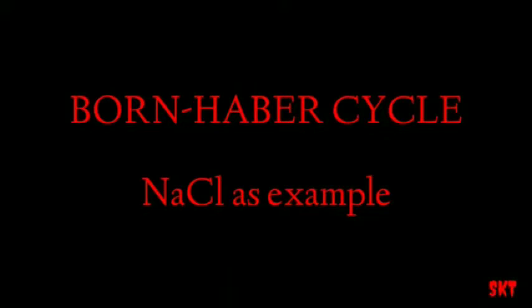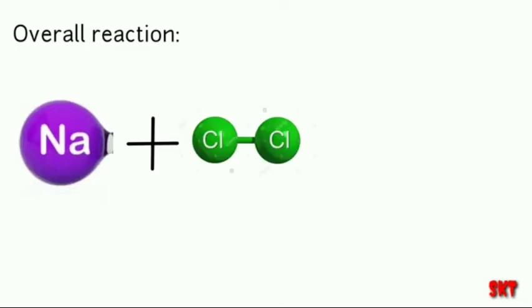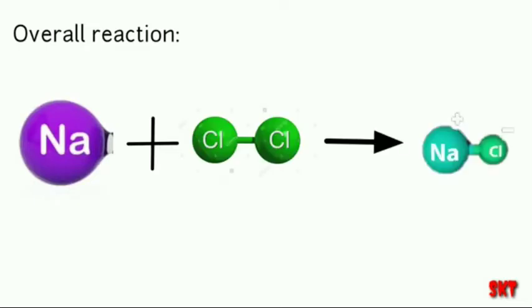Born-Haber cycle. In this video, I am taking sodium chloride, that's NaCl, as an example for explaining this reaction or this mechanism. So let's see the overall reaction taking place in the Born-Haber cycle. Sodium reacts with the chlorine atom and forms sodium chloride, liberating some energy. This simple reaction takes place through 5 steps, what we can call the Born-Haber cycle.